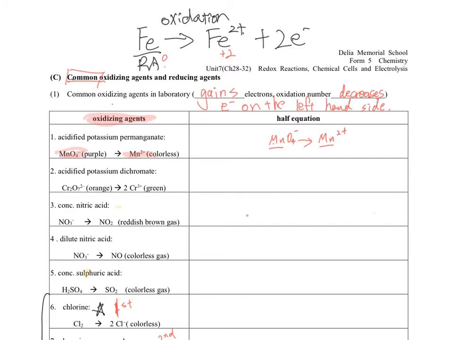And then the second step, you have to add water to balance the number of oxygen. So how many oxygen are there on the left? There are 4 oxygen, right? And then how many oxygen are there on the right? There's 0, right? So I need to add 4 water to balance the number of oxygen. Now on both sides there are 4 oxygen. And then the third step, I need to balance the number of hydrogen.